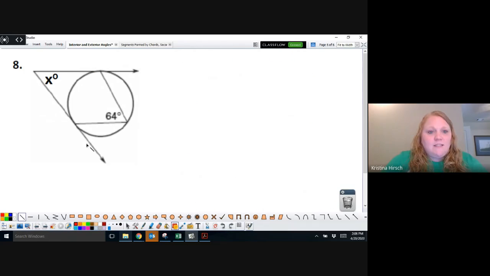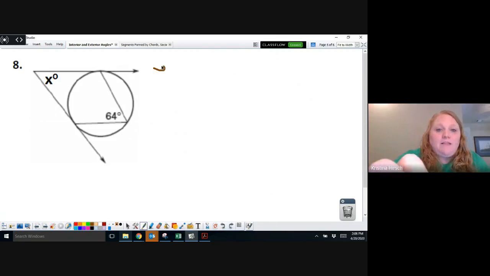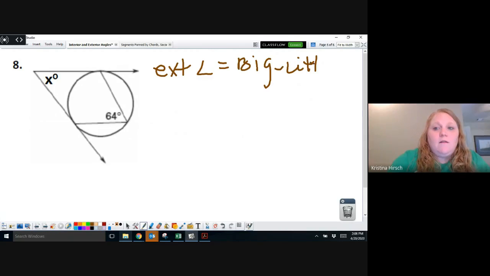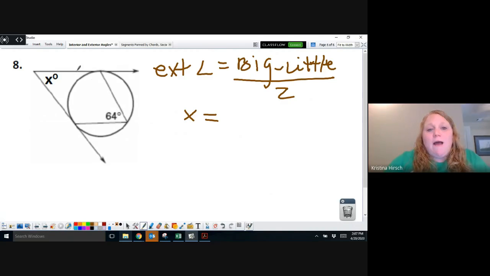All right, last example here. We have an exterior angle again. So we're looking for the exterior angle, which means we're going to take the big arc minus the little arc, and we're going to divide by 2. So the exterior angle is x. All right, but this time I don't know my arcs. So what we have to do is think about, well, what do they give us in the picture? Well, they give us an inscribed angle.